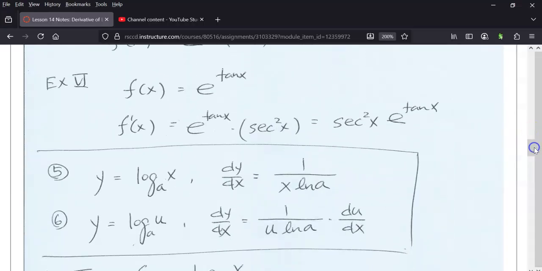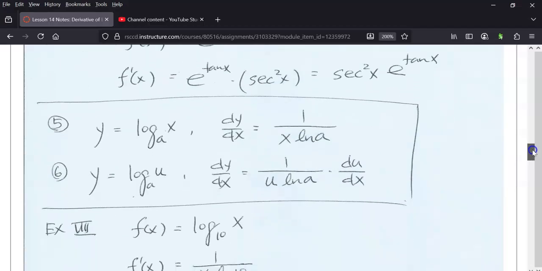All right, the next set of rules is for log with any base a. If y equals log base a of x, then dy/dx equals 1 over x ln of a. Applying the chain rule to this rule number 5, we have log base a of u. When you take the dy/dx, it will be 1 over u ln of a, times the du/dx of it.